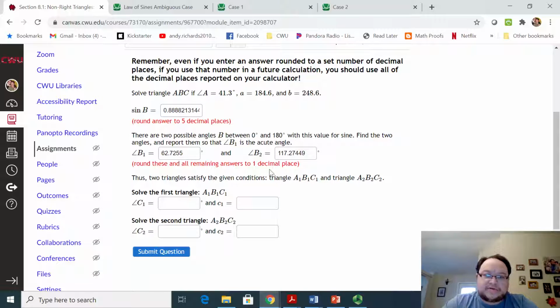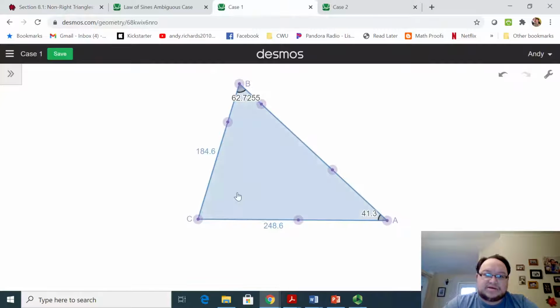And notice I'm going further than what this is requiring. It only wants one decimal point, but I want to make sure you know where these numbers are coming from. Now, this first row following it would be if we were to assume that it's this 62.7225. So if we went with this case, we now need to figure out what this angle is, as well as what the side opposite is, right?